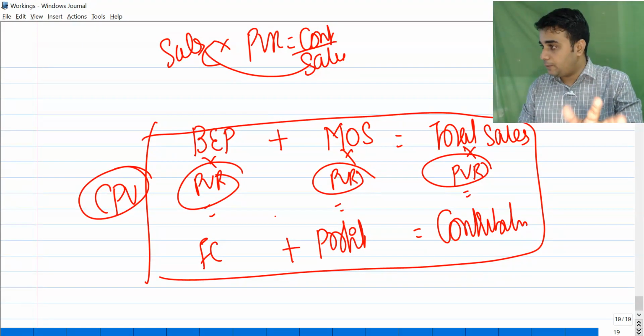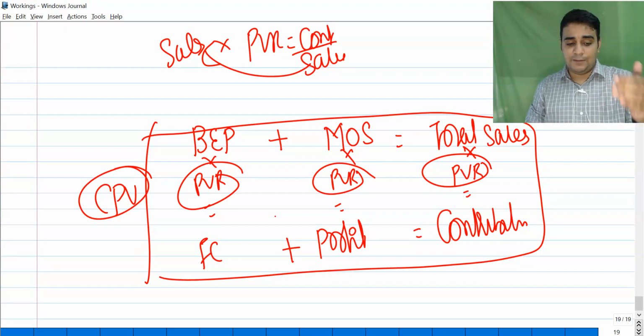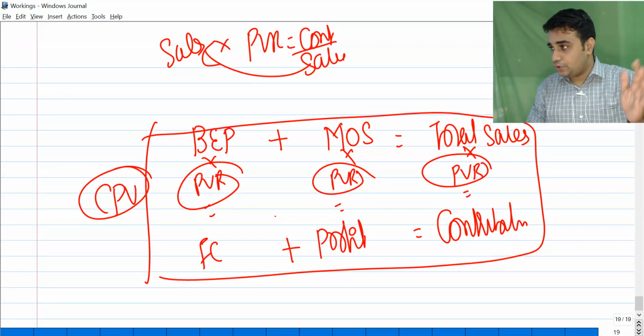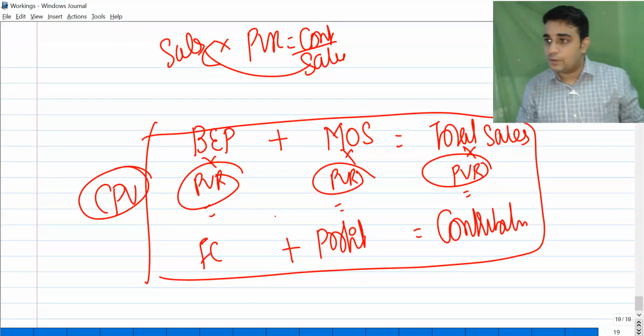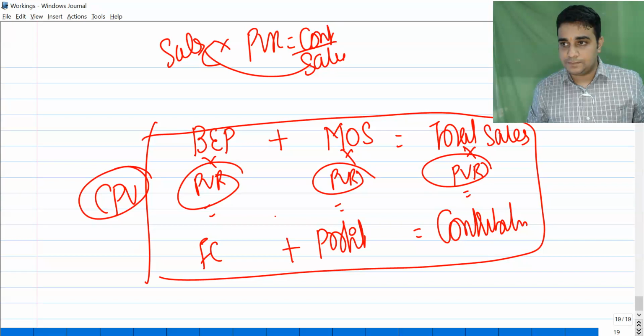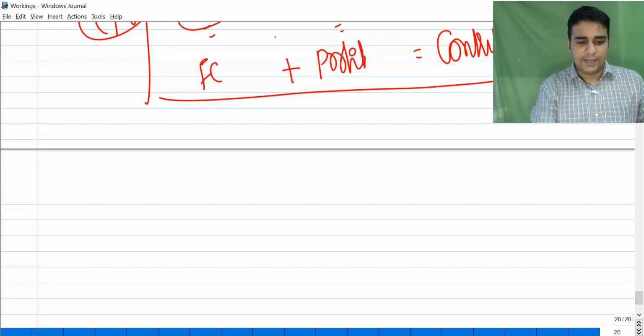There are other formulae for break even point. You can say break even point is total sales minus margin of safety. You can say break even point is equal to fixed cost by PVR. So you can arrive at multiple different ways to get to this number. Any doubts on this? Same thing you write again.